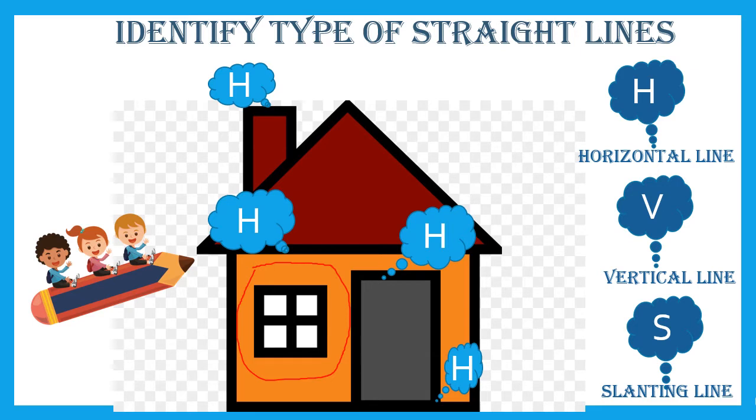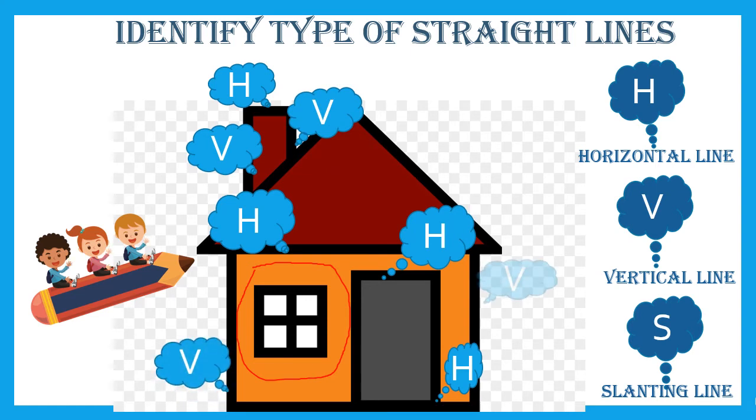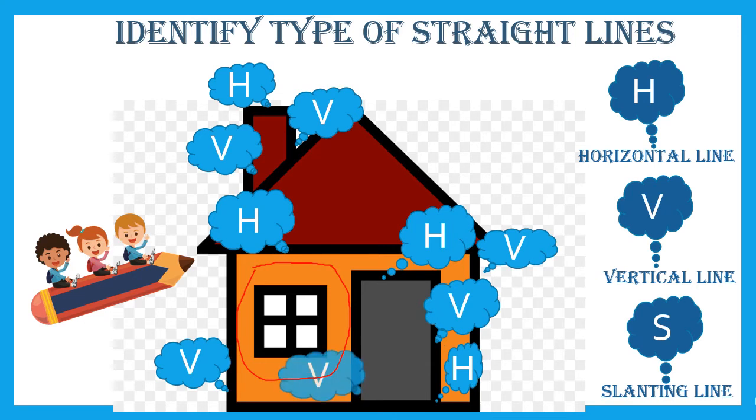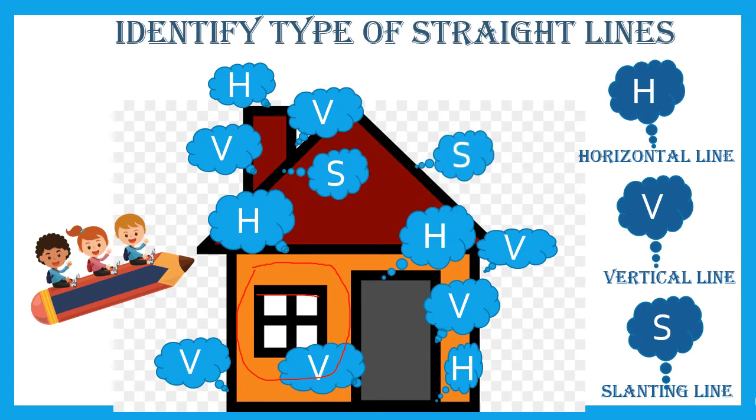Now let's see the vertical lines. So here is a vertical line, another vertical line on the left, a vertical line on the right, one on the door here and one over here. And for this part you have to identify the horizontal and vertical lines. Let us now find the slanting lines. One line over here and one line over there. I hope it is clear. Good.